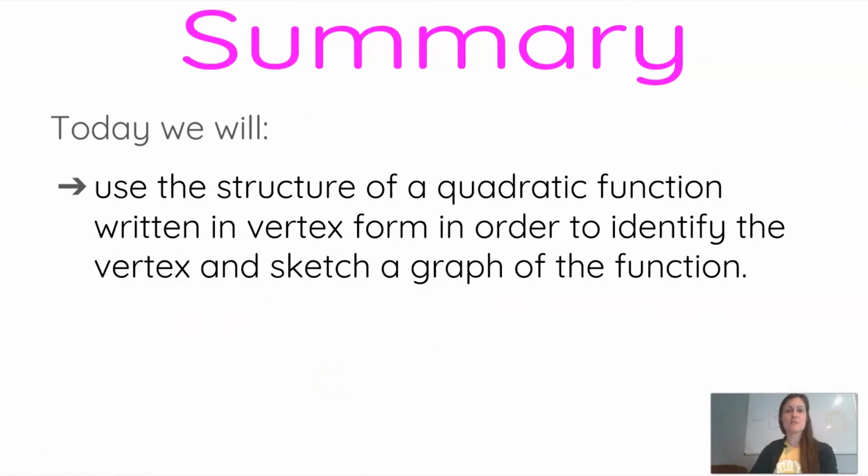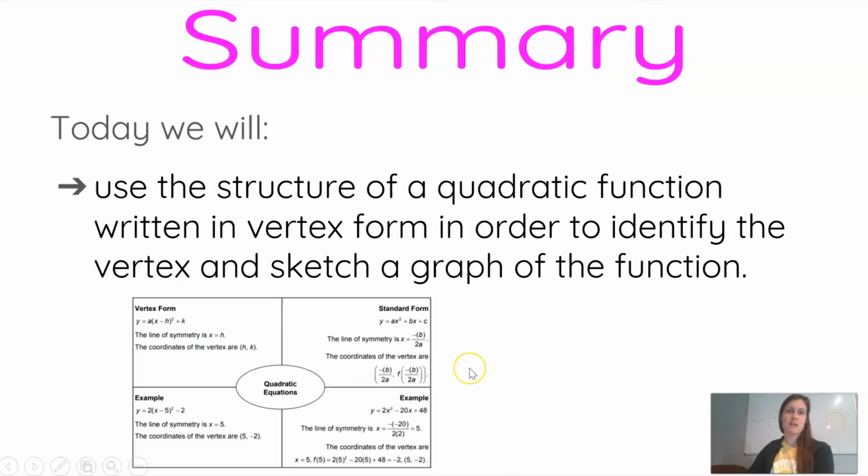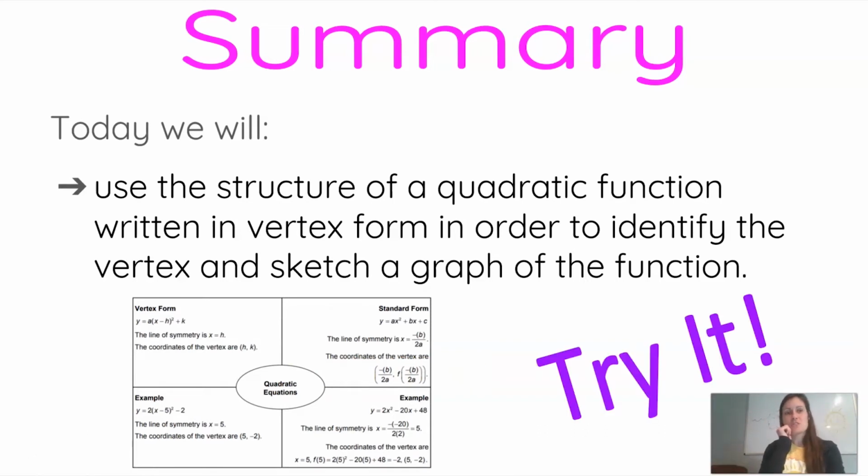Today, our first learning objective was to use the structure of a quadratic function written in vertex form to identify the vertex and sketch a graph of the function. In your print packet, there's a graphic organizer that summarizes the new learning for today. Use that along with the completed examples to get creative in the Try It section. You get to create your own equations and identify the vertex. Don't forget, there are some sample answers in the back of your print packet.